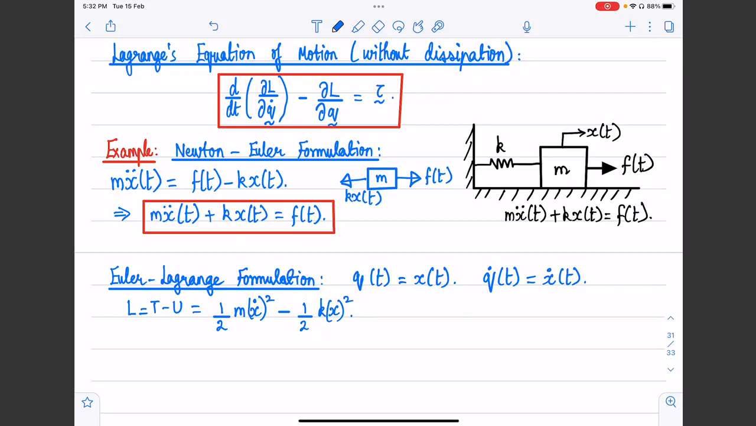Potential energy, how did you get half kx squared? Essentially we have a spring. Due to the deflection of the spring, there is a potential energy term stored in the spring, and one can derive that as 1/2 kx squared.